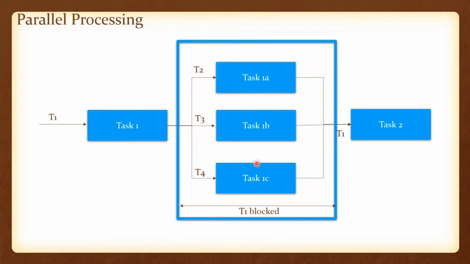So that's the problem. And the solution to this problem is we need to make the program in such a way that it doesn't block the thread T1. So it should be non-blocking, right? And that is what we do in asynchronous processing, which is also called non-blocking processing. So let's see that in action.